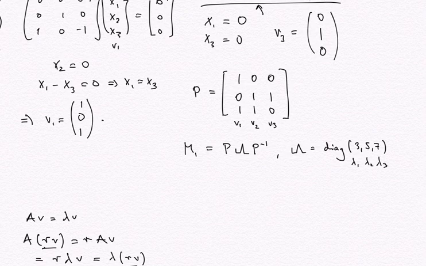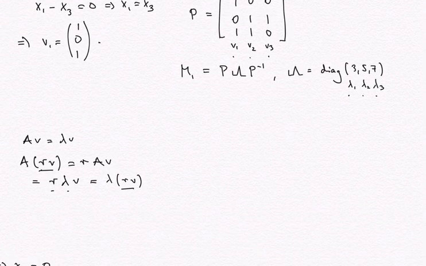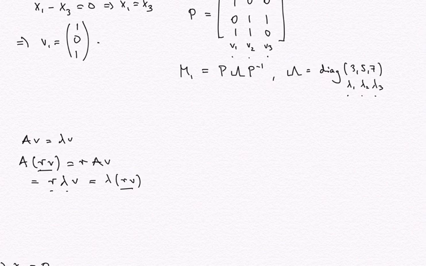Now, we can use any ordering here as long as the orderings in lambda and P are consistent. So we could write the third column first, and then the first, say, and then the second. But then we would also have to put the eigenvalue 7 first in the diagonal, and then the eigenvalue 3, and then the eigenvalue 5. So the point is that the ordering doesn't matter as long as it's the same in lambda and in P. The only thing that's now left for me to determine is P inverse, right? So what's the inverse of P?